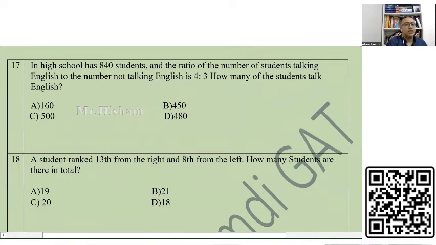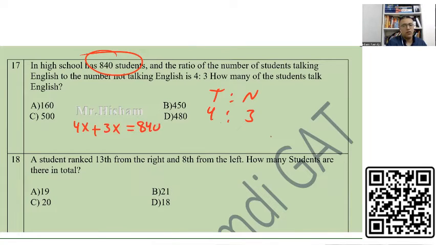Question number 17. A high school has 840 students. The ratio of the number of students talking English to the number of students not talking English is 4 to 3. How many students talk in English? So I have 4 parts talking English, 3 parts not talking English, so 7 parts equal 840. So each part is equal to 120 after dividing by 7. So 4 multiplied by 120 is 480.